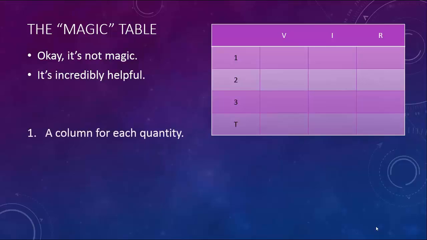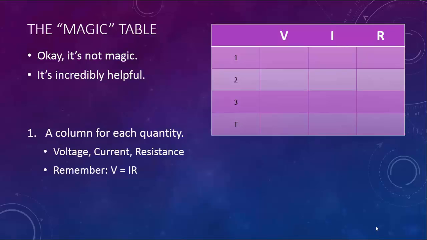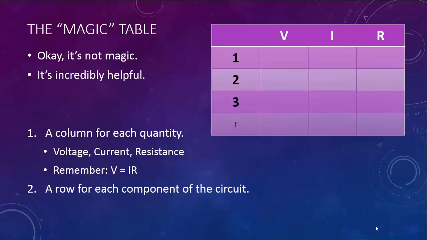First, let's describe the table. There's a column for each quantity: voltage, current, and resistance. I've written them in this order because V equals IR. There's a row for each component of the circuit. If there's 3 resistors, you have rows 1, 2, and 3. If there's 2 light bulbs, you just have rows 1 and 2. If there's 4 electric motors, you have rows 1, 2, 3, and 4. Finally, there's a row for the circuit as a whole.